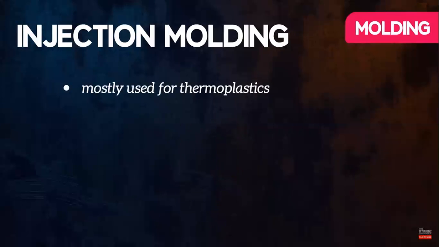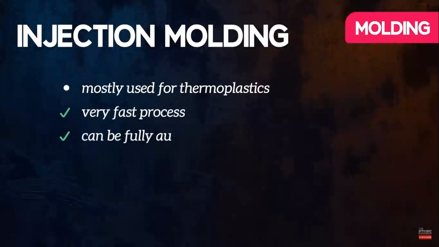which are polymers which soften when they are heated and harden when they are cooled. It is a very fast process and can be fully automated, meaning labor costs are low, but startup costs are very high due to the expensive molds, so it is really only cost effective for large production runs. Low production cannot be used because of the high investment cost.